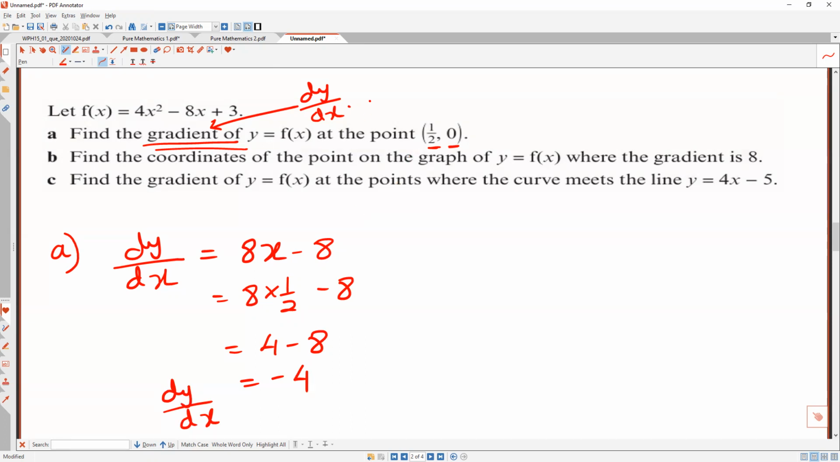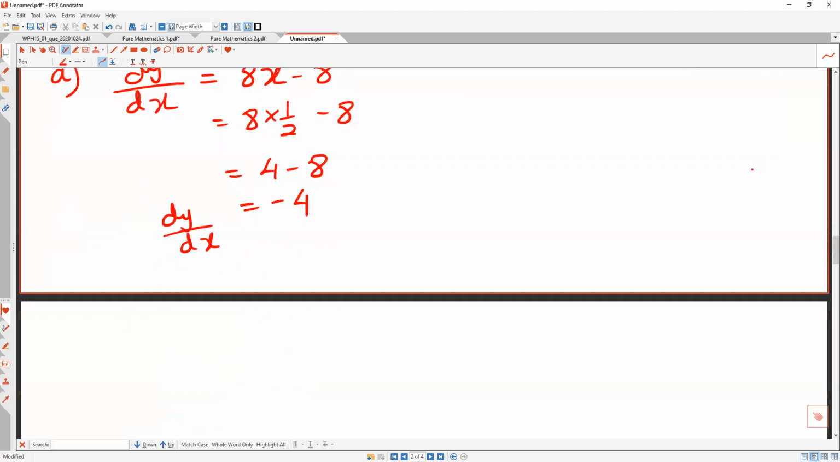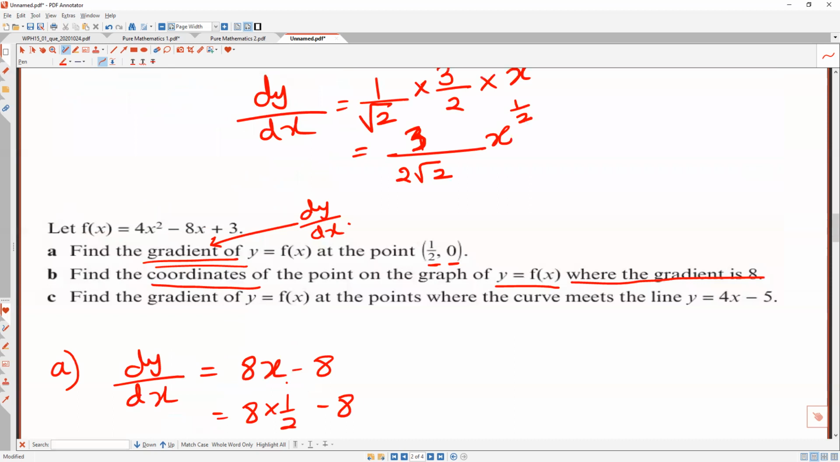Okay, now let's go to the b part. They said find the coordinates of the point on the graph y is equal to fx where the gradient is 8. So gradient means what? dy by dx, right? So in the b part, what was your gradient equation? Gradient equation ছিল 8x minus 8. How much is the gradient they gave us? 8. So আমি এটাকে 8 এখানে দিয়ে দিচ্ছি.